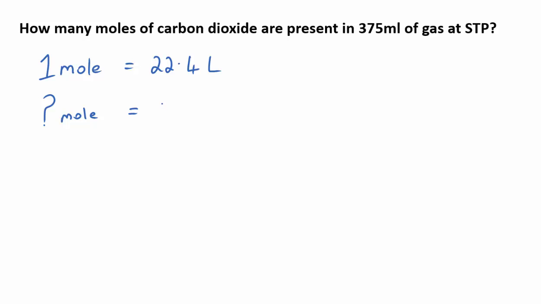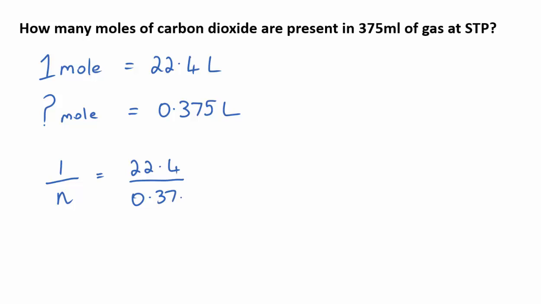Well, let's convert this to litres straight up, so 0.375 litres. Now we can use simple ratios to find this out. Let's compare 1 mole to our unknown and 22.4 to 0.375. With a little bit of algebra, we can flip this around to find the unknown. In this instance, we get 0.017 moles.